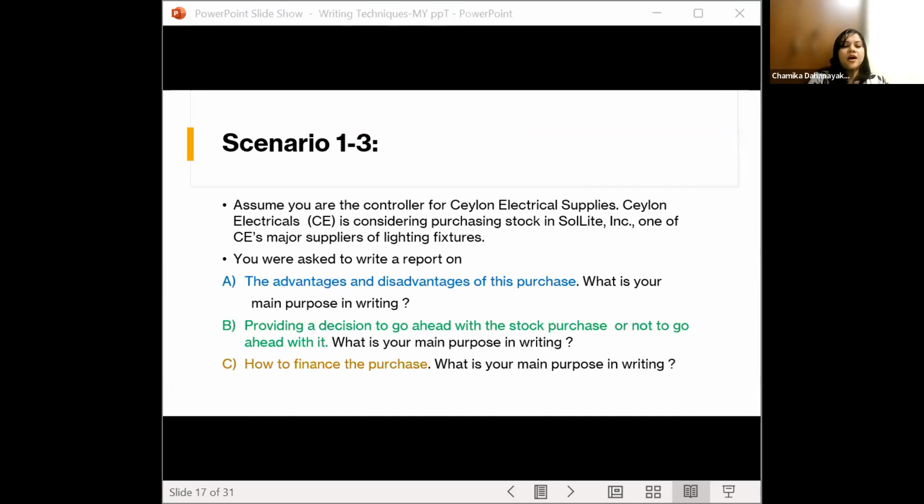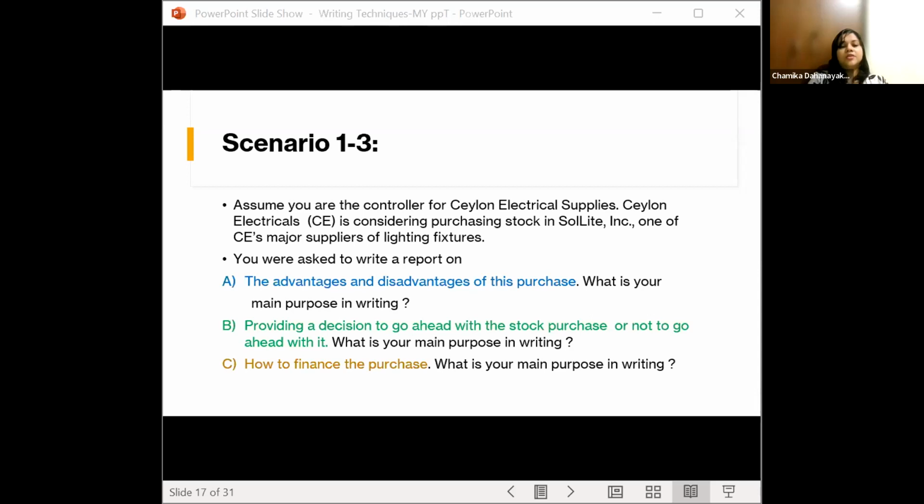If your managers asked you to write a report on advantages and disadvantages of stock purchasing, I want you to think about what the main purpose is. Secondly, they have asked you to write a report on a different thing now, right? Provide a decision whether to go ahead with the stock purchase or not to do it, right?